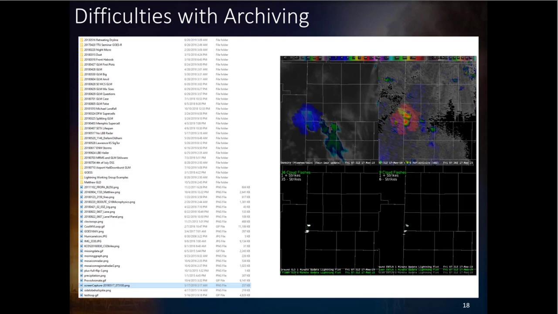This is just a snapshot of a screen dump that I have of any GLM case that I find interesting across all of the CONUS. And our IT officer does not like it because it's 2.5 gigabytes of just imagery data.